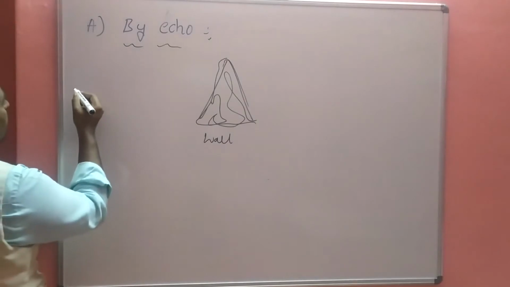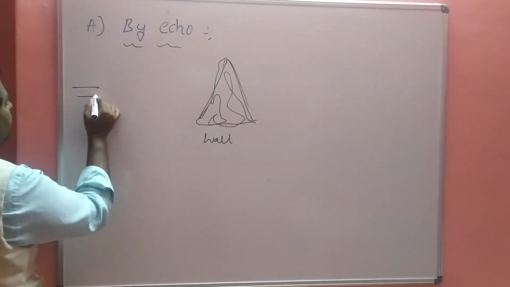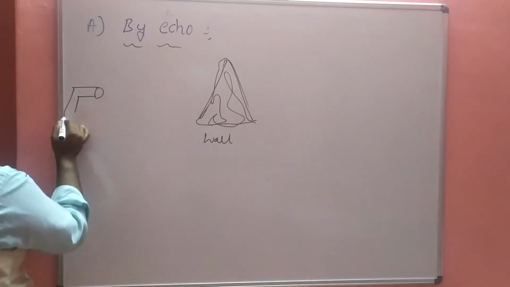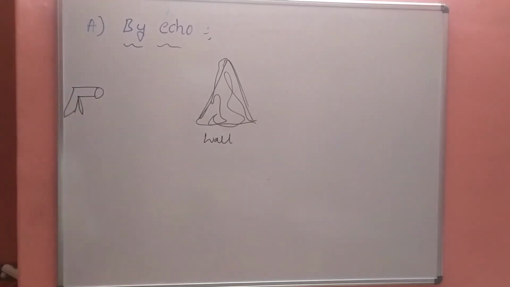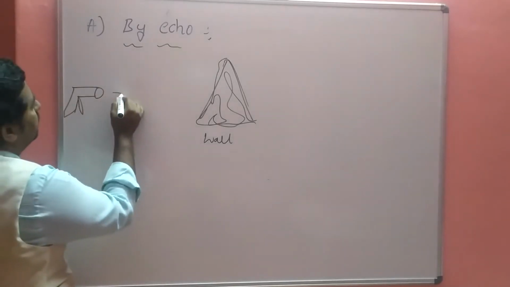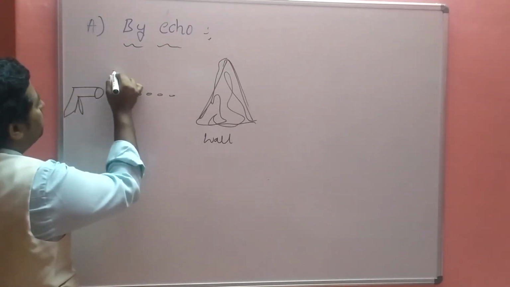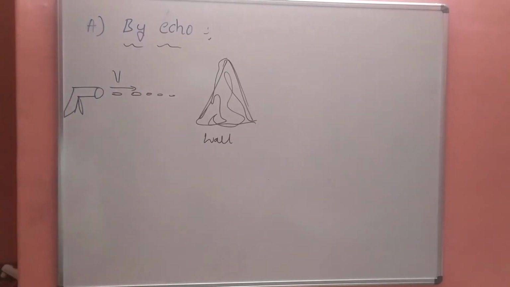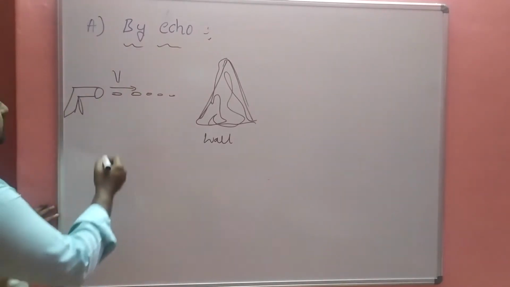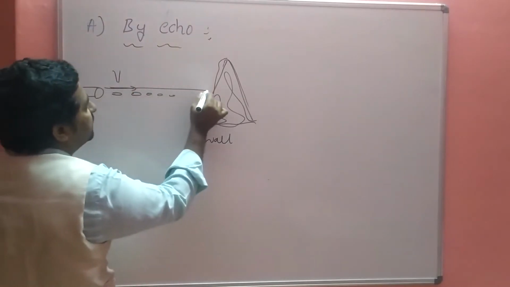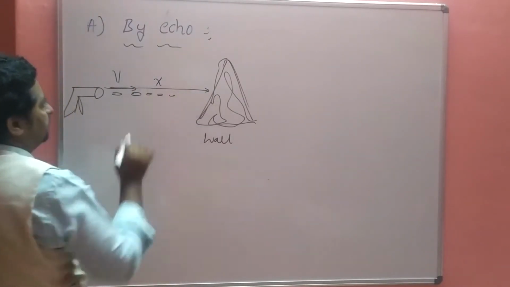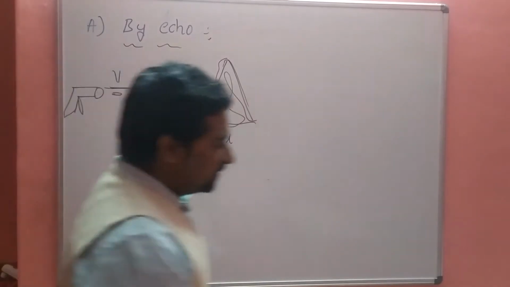So sound waves are produced from the gun. This is the gun. The gun is fired. The bullet is fired from the gun, moving with the speed v. It covers the distance x.